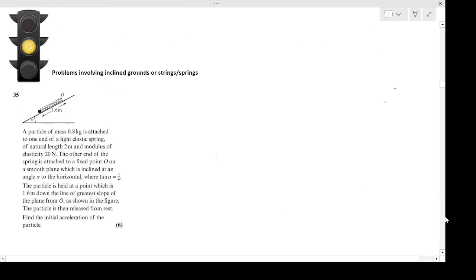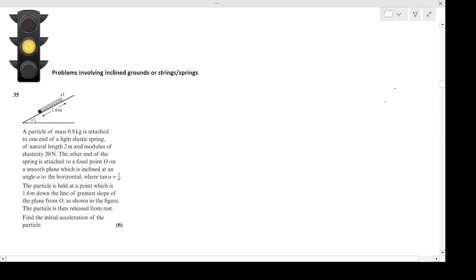Okay, so we're going to be looking at some more questions. So here we're told a particle of mass 0.8 is attached to one end of a light elastic spring, natural length 2 and modulus of elasticity 20. The other end is attached to a fixed point O on a smooth plane inclined at an angle alpha. The particle is held 1.6 meters down the slope from O. It's released from rest, so we need to find the initial acceleration.